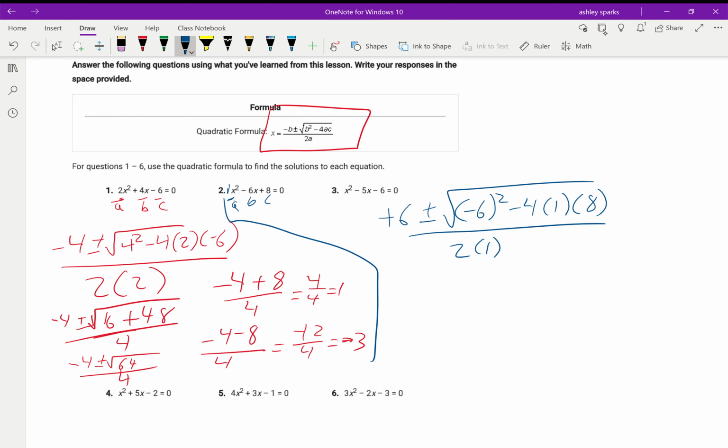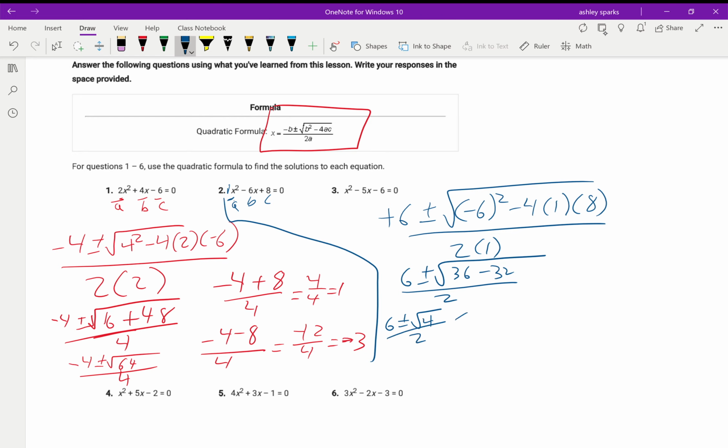We're going to simplify. So I get 6 plus or minus the square root, 36 minus 32, over 2. Anything squared should give you a positive out, just for reference. So if you're getting a negative out, you're probably doing something wrong. So I get 6 plus or minus the square root of 4 over 2.